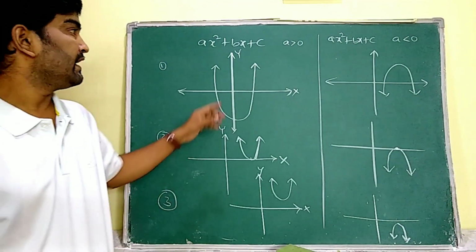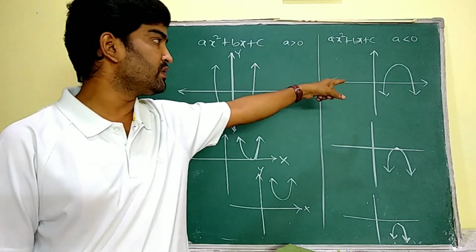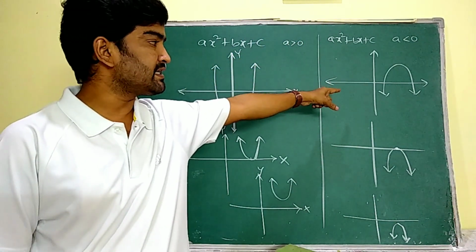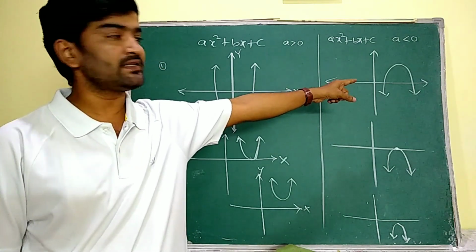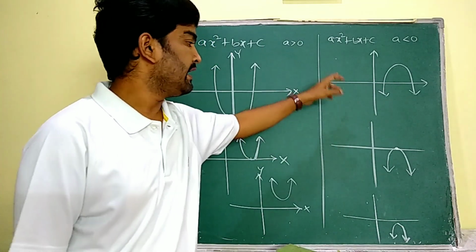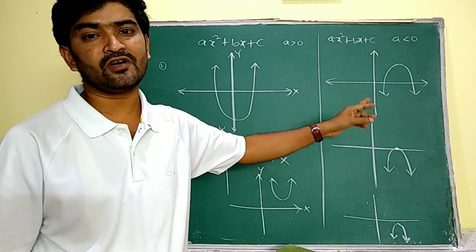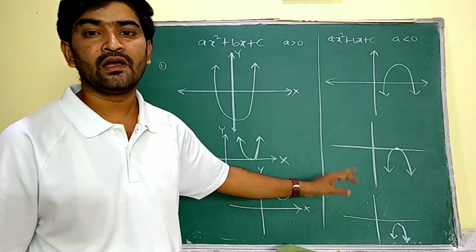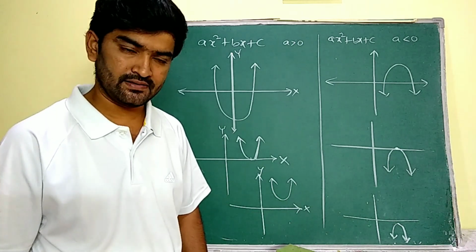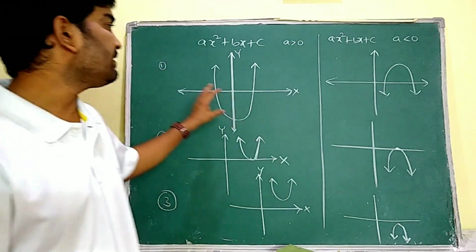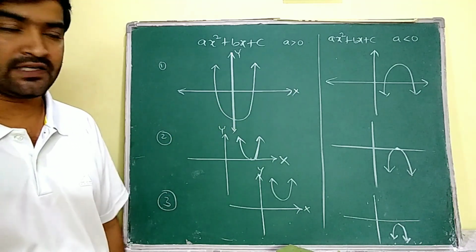See, if a is less than 0, that means we know the graph is always downwards. That means in the first case, the graph may intersect the x-axis at two different positions. Another possibility is that the graph may touch the x-axis at one point. Another is that the graph is below the x-axis. So these are the six possible ways of representing the quadratic equation.